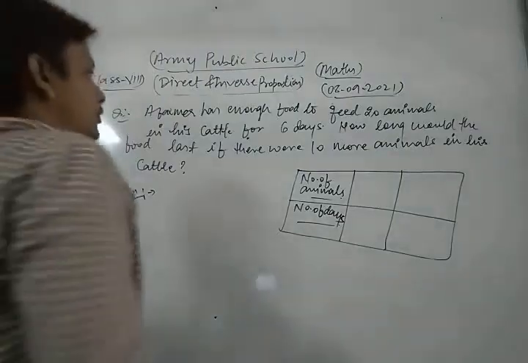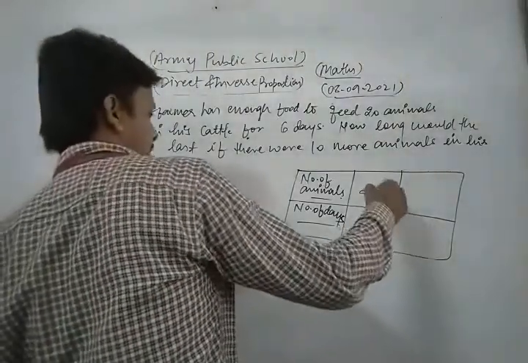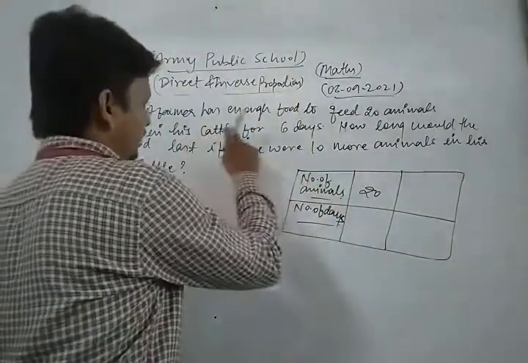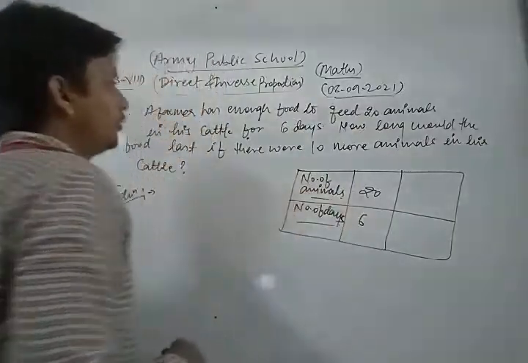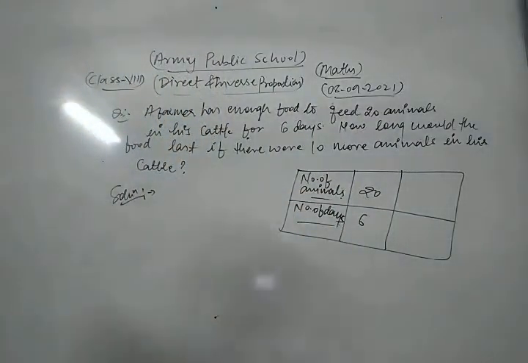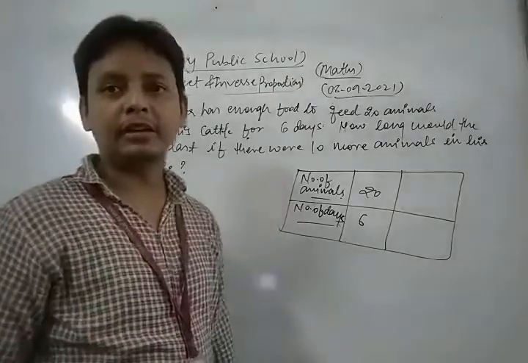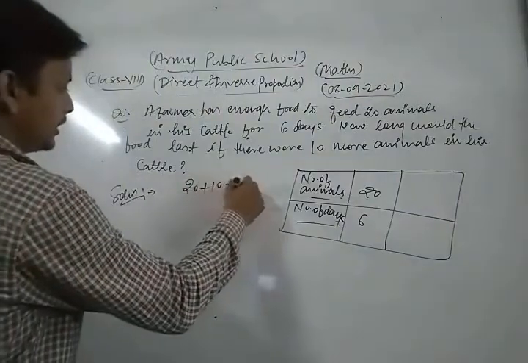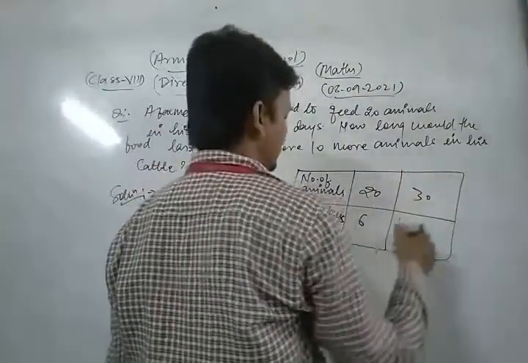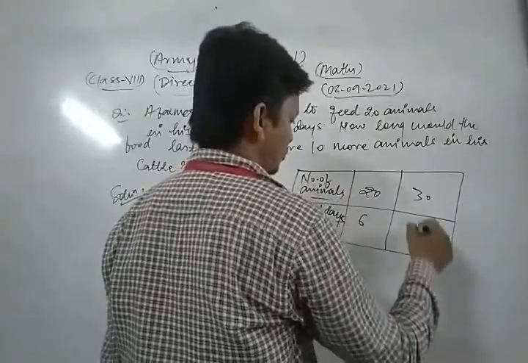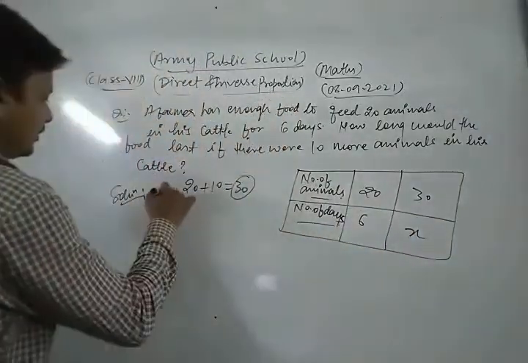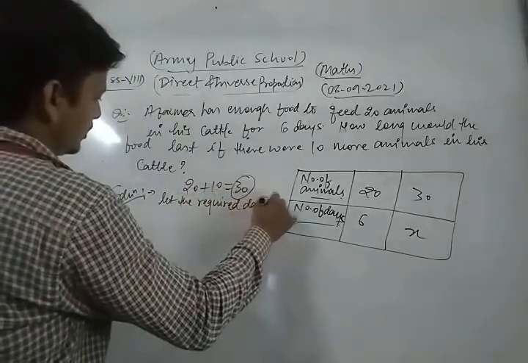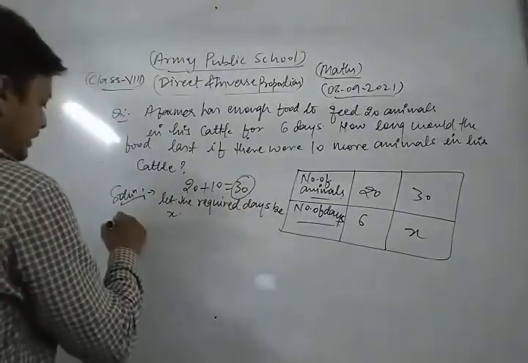Now look here, dear friends. The farmer has enough food for 20 animals, so here there are 20 animals, and for 20 animals in his cattle it is 6 days. So how long would the food last if there are 10 more animals in his cattle? If 10 more animals are added, then the total animals is 20 plus 10, that is 30 animals. So if there are 30 animals, then the food lasts for how many days? We take the required days to be x.